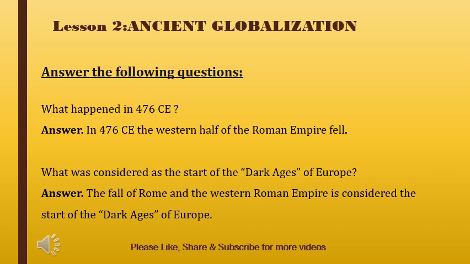Answer the following questions. What happened in 476 CE? Answer. In 476 CE, the western half of the Roman Empire fell. What was considered as the start of the Dark Ages of Europe? Answer. The fall of Rome and the Western Roman Empire is considered the start of the Dark Ages of Europe.